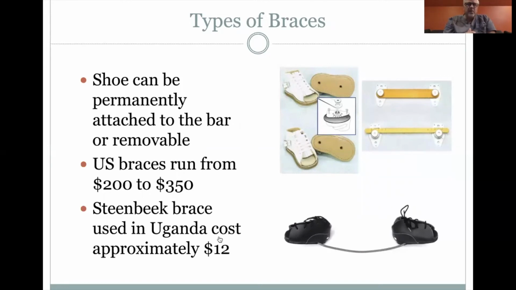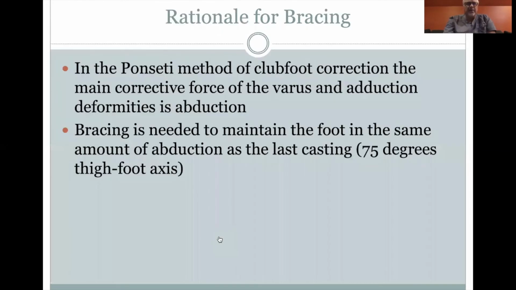Braces can be somewhat expensive, probably a little more than this now, but there are versions of the abduction brace, called the Steenbeek brace, which are used in developing countries and recycled, and are very cheap. They're not adjustable in the amount of abduction too much. It's basically just a rebar that connects the two shoes, but it's a really cost-effective way in economically challenged countries where you're running a clubfoot program.